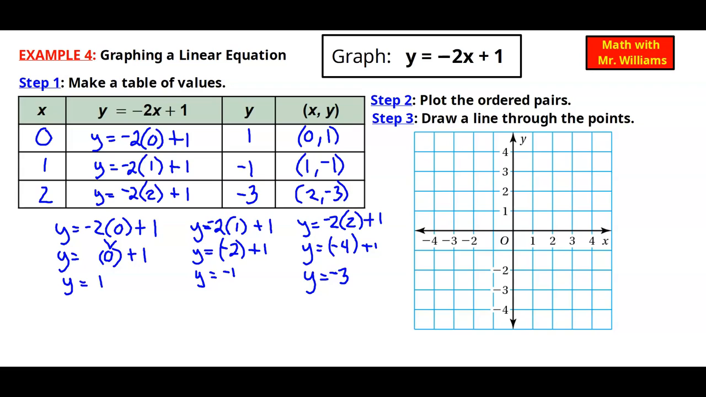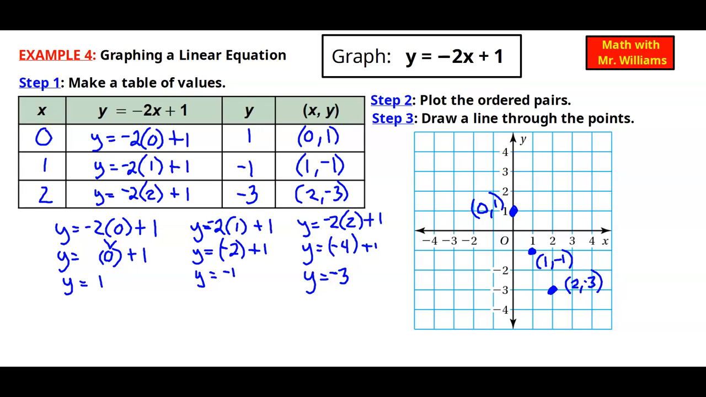Our next step is to plot those ordered pairs. We start off with (0, 1), not moving left or right on our x-axis, and then moving up 1 space. Our next ordered pair is (1, negative 1), so we move right 1 space and then down 1 space. Our last one is (2, negative 3), so we move from the origin right 2 spaces and then down 3. Now we have our 3 ordered pairs plotted.